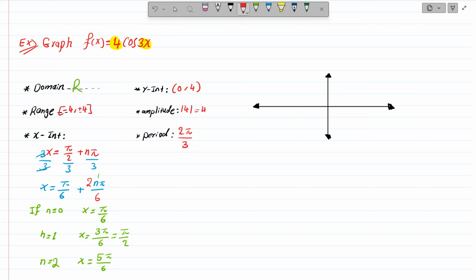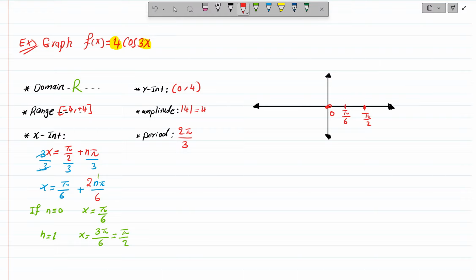So we don't need to write all of them. Remember, 2 pi over 3 is going to be our period. One period is 2 pi over 3. We can write 0. Our x-intercepts, we don't need to write all of them because it takes so much. So we can pick, for example, pi over 6. This one is our x-intercept, and the other one we have is pi over 2.